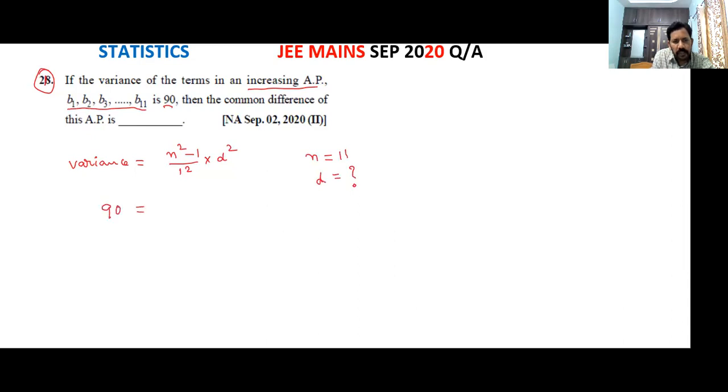90 is equal to (11 square, 121 minus 1) by 12 into d square. 90 is equal to 120 by 12, that is 10, into d square. So 0 and 0 cancel. D square value is 9. D value is 3, so actually we get plus or minus 3. Why have I taken positive? Because they say the AP series is increasing. So finally, what is the answer here? 3.